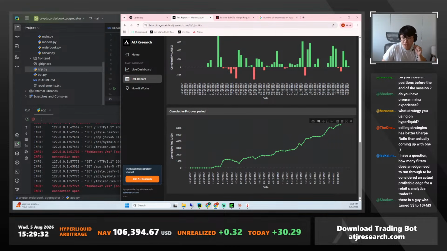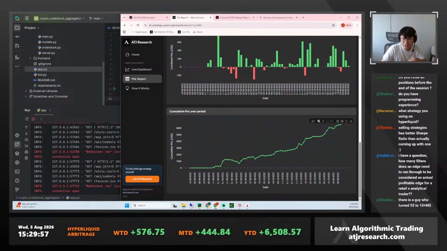Strategies have a very high Sharpe ratio, and actually coming up with one is also true. Selling a strategy has zero drawdown. The only drawdown is the time invested into making the course. Or if you overpromise too much, you might get sued by your people and you'll also pay some lawsuit fees, but hopefully that's not the case for me.